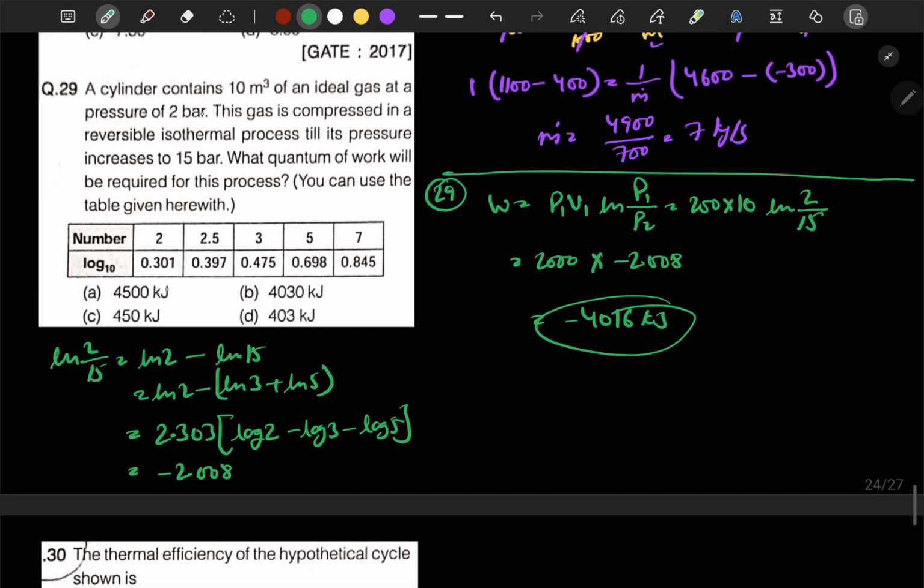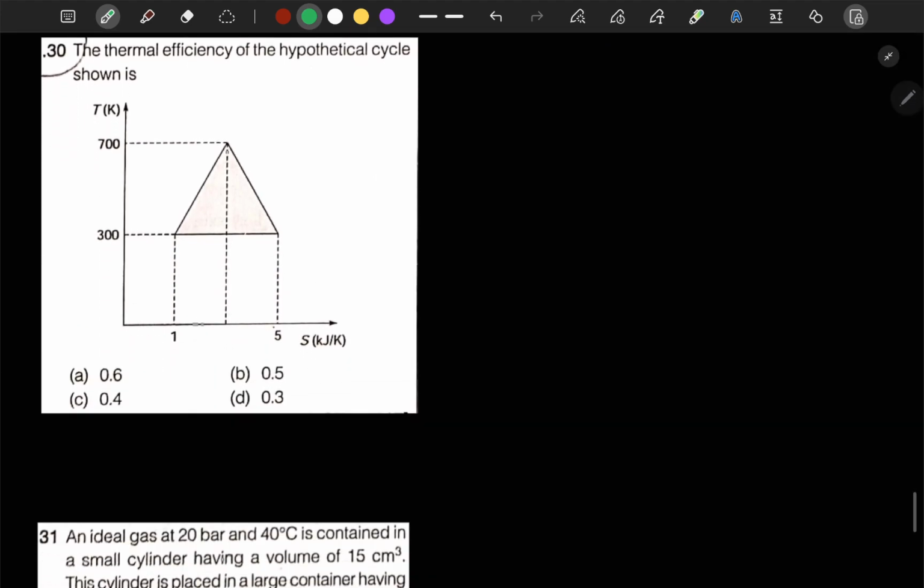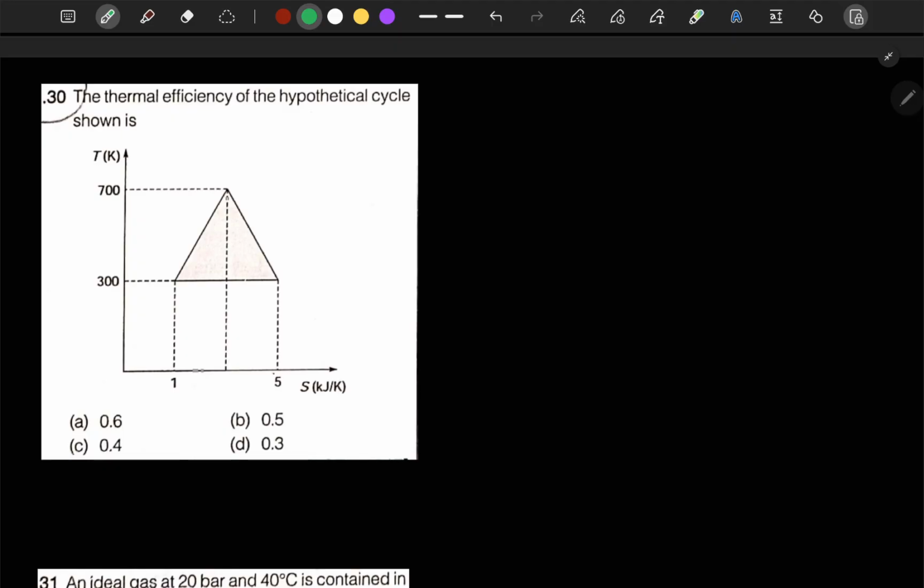Okay, so it is asked how much work will be required. It means the work required will be 4016 kilojoule. So it will be around this answer. Next question. Okay, so in question number 30, we have to calculate the thermal efficiency of this cycle that is shown.